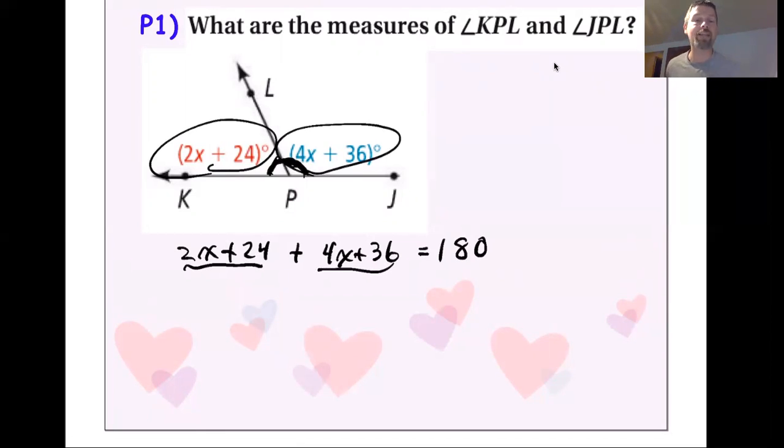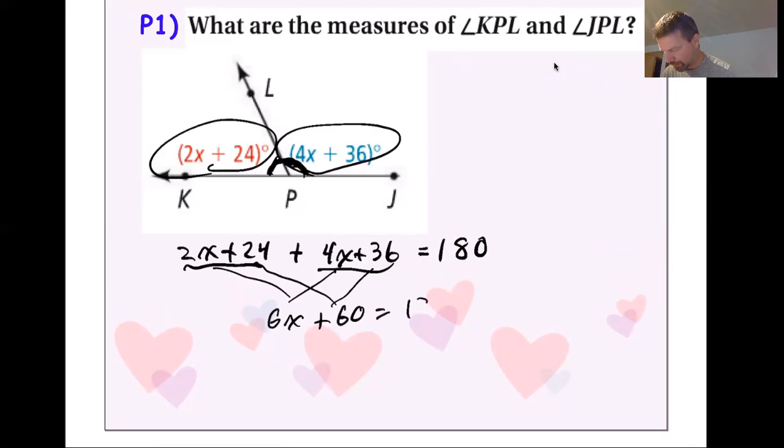Then we just do the math to figure out what x is, right? I've got a 2x and a 4x on that same left-hand side of the equation. We can add those together. 2x's plus 4x's, that's 6x's. That 24 and that 36, we can combine those together. It's called combining like terms. 24 plus 36, that's 60. I didn't do anything with that right-hand side yet, so that's still 180. And then we just do the math to get the x by itself.